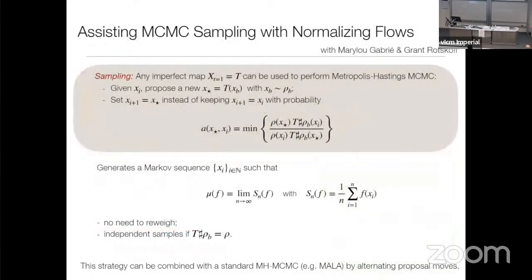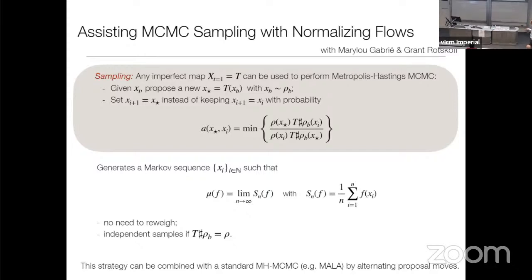And that's the next part of the talk, which is that we're going to use the same principle in reverse, and I'm going to explain to you how to do that in the context of Markov chain Monte Carlo sampling with Metropolis-Hastings. So the first observation is that if you have any map, even an imperfect map, you can use it to perform Metropolis-Hastings Markov chain Monte Carlo. So what is Metropolis-Hastings Markov chain Monte Carlo? It is just a standard and well-known trick to generate a probability transition kernel that is ergodic with respect to a target distribution.